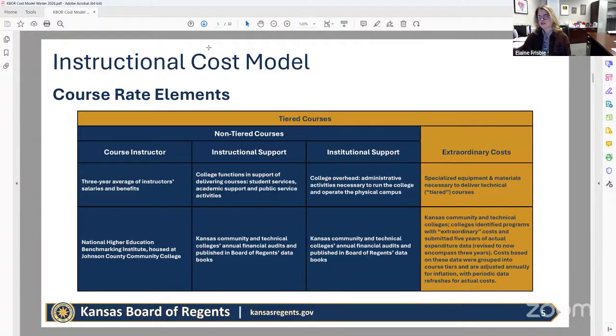Some of it comes from the National Higher Ed Benchmarking Institute at Johnson County Community College. It just happens to be here in Kansas. We also use the technical colleges' and community colleges' annual financial audits that we get each year. And then the reported information that they submit when Director Sharman Chambers works with the schools on providing all of the information that they use for their extraordinary costs.